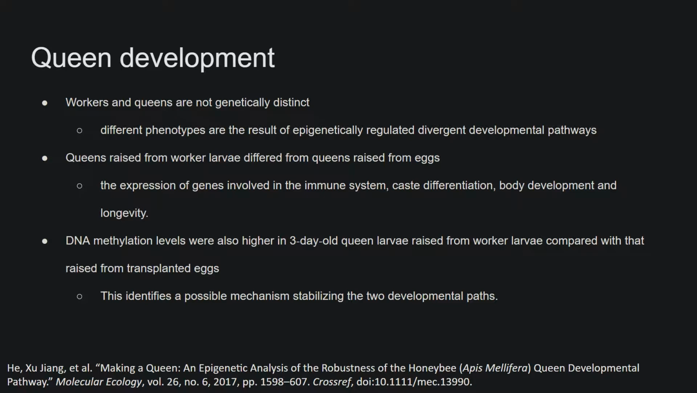Apis mellifera workers and queens are not genetically distinct. Rather, these different phenotypes are the result of epigenetically regulated, divergent developmental pathways. Gene expression analysis showed that queens raised from worker larvae differed from queens raised from eggs in the expression of genes involved in the immune system, caste differentiation, body development, and longevity. DNA methylation levels were also higher in 3-day-old queen larvae raised from worker larvae compared with that raised from transplanted eggs, identifying a possible mechanism stabilizing the two developmental paths.